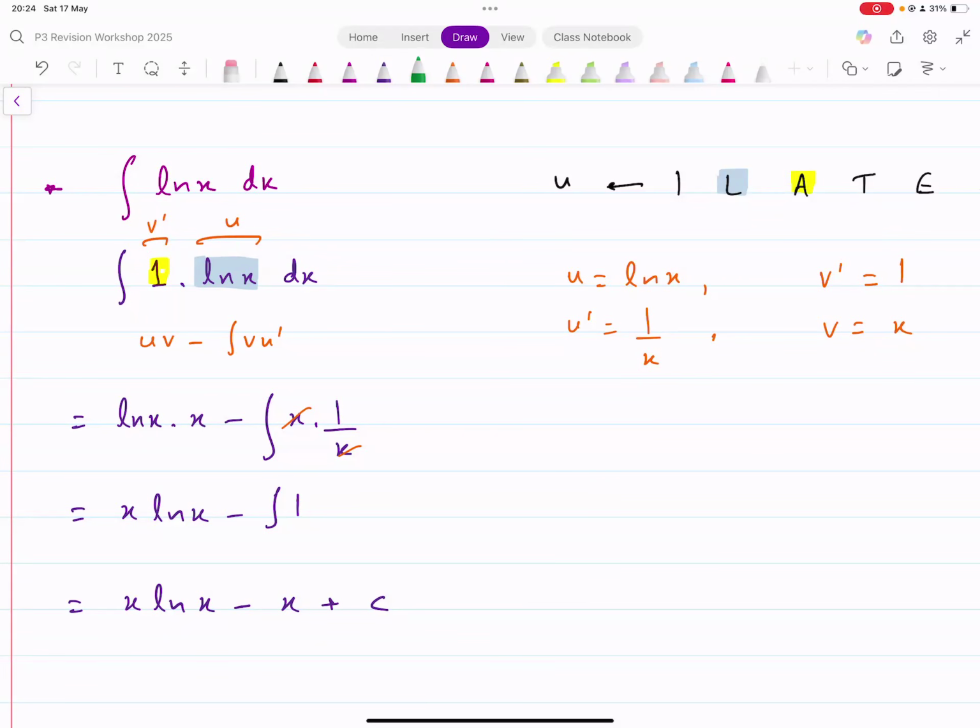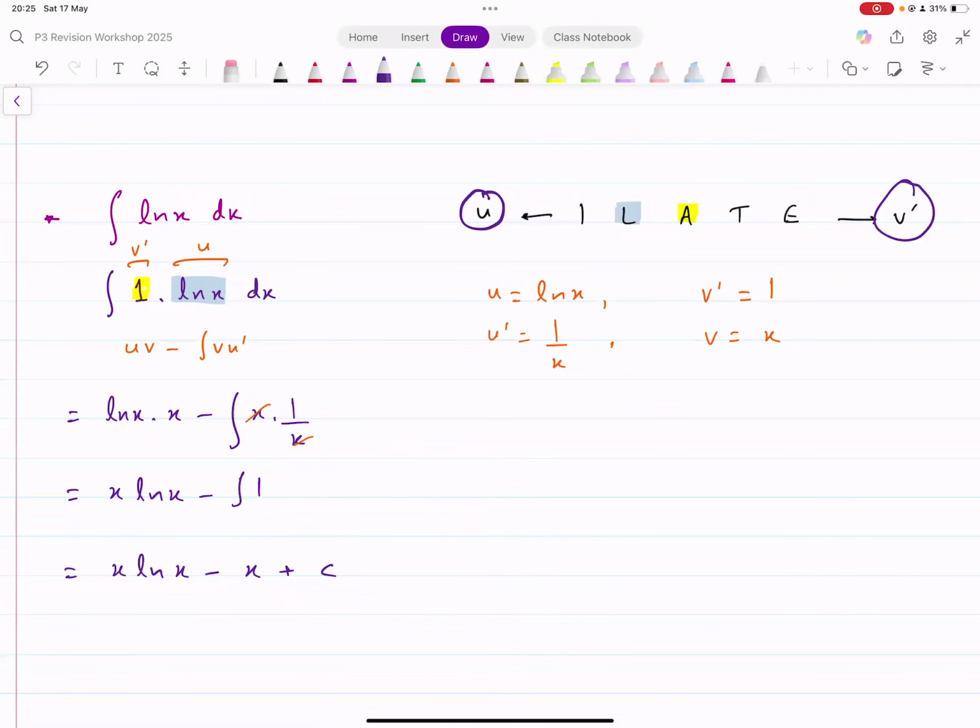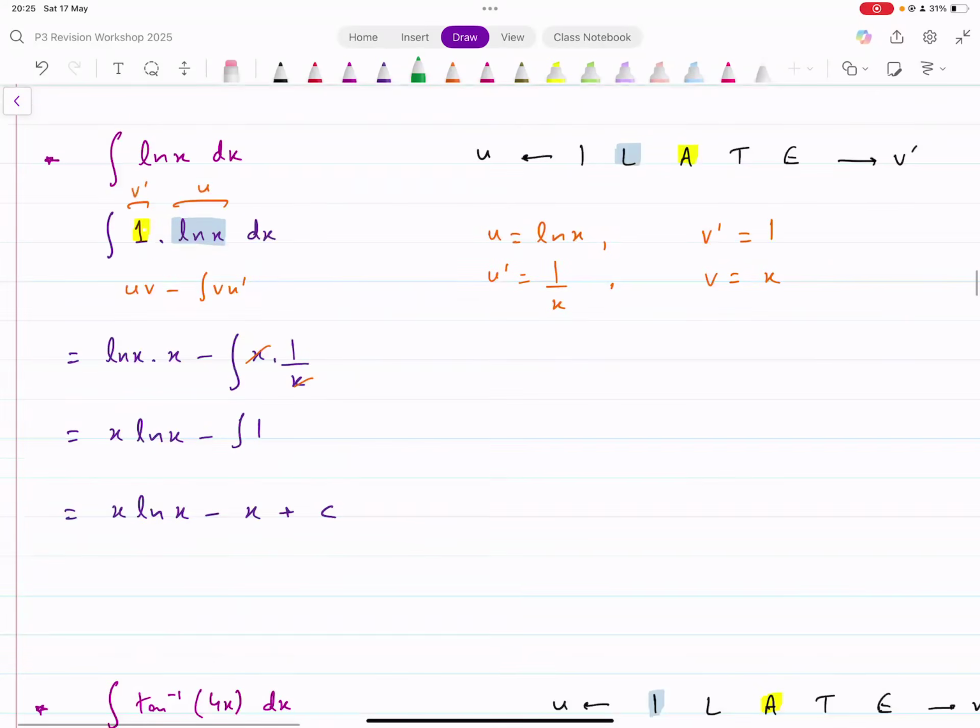Remember, we said constants will be treated as algebraic. So we treat this as algebraic. 1 is algebraic. Ln x is logarithmic. So u equals ln x and v dash equals 1 according to IL8. So in IL8, on the left side, you'll have u. On the right side, you would have v dash, right? So log is on the left side, algebraic is on the right amongst these two. So you would take log as u. Apply integration by parts, you get the result.